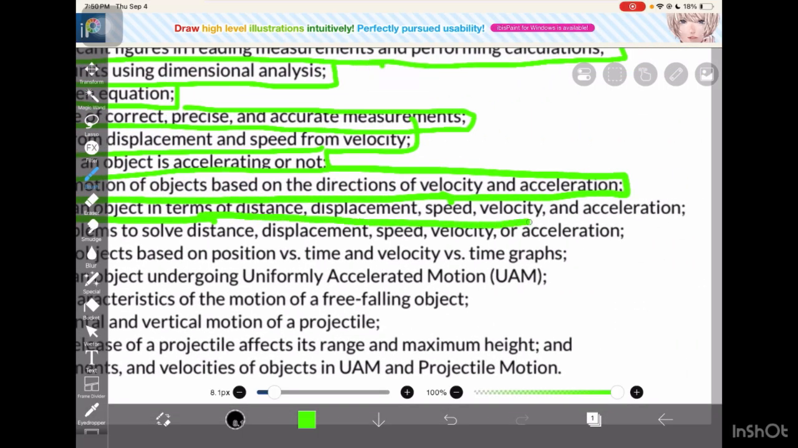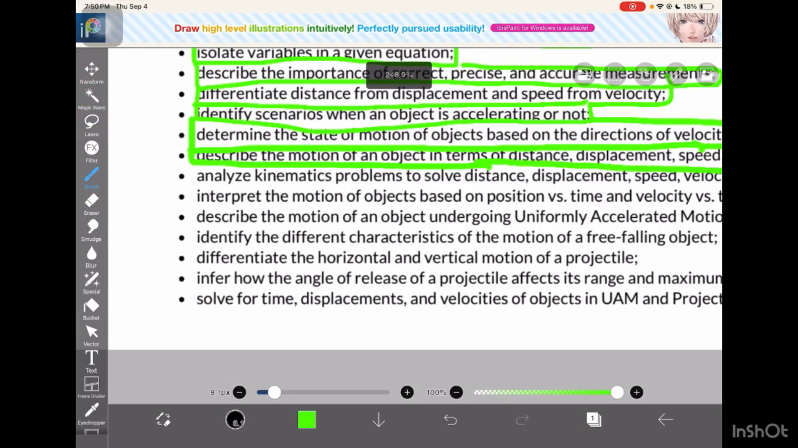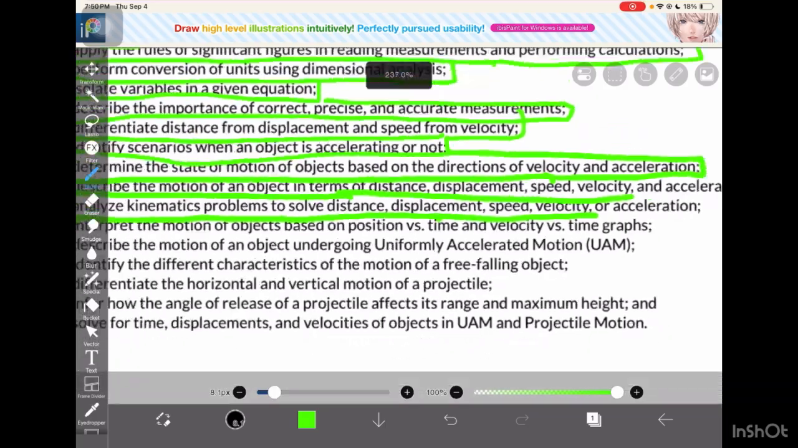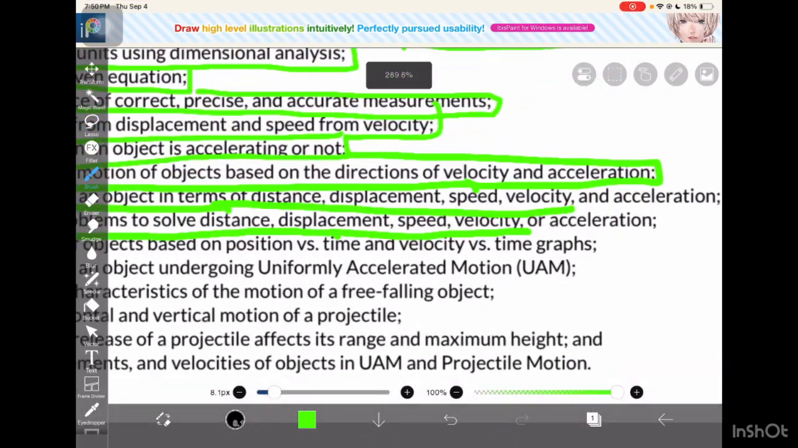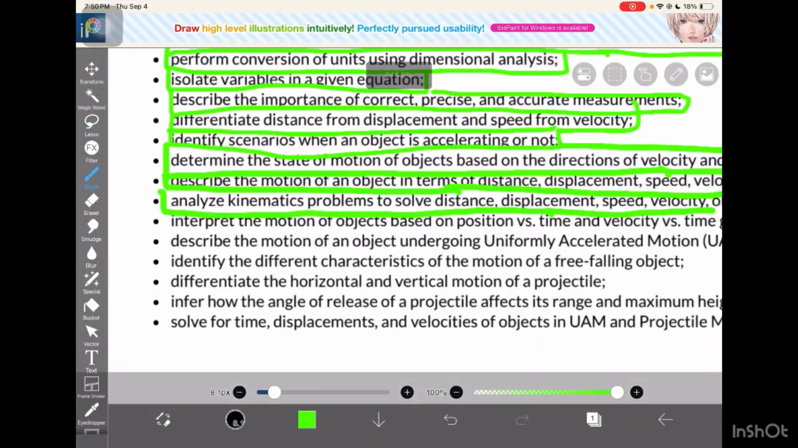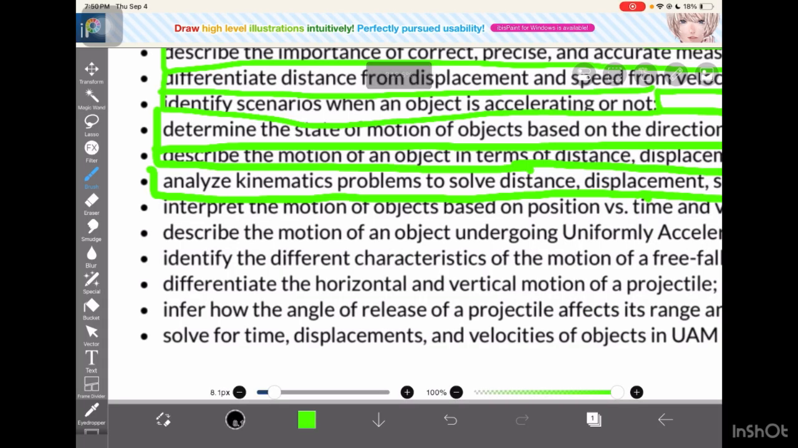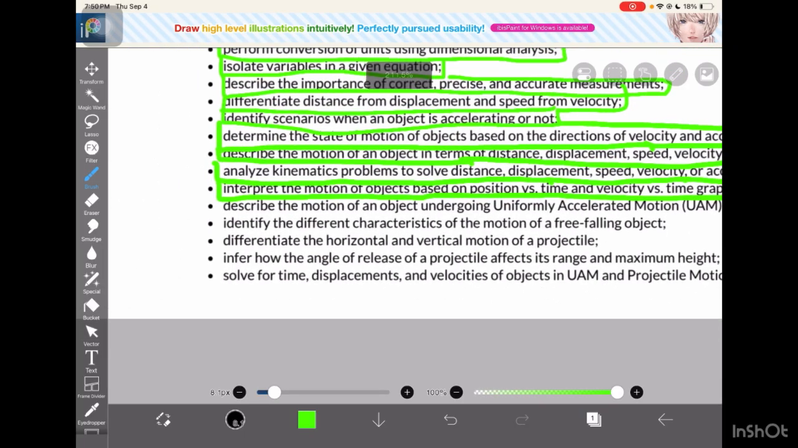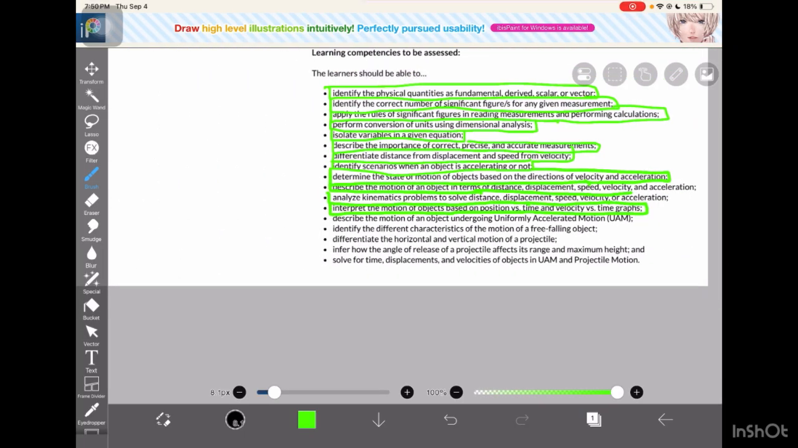So I'm gonna put velocity lang. And then analyze kinematics problems. Yes, to solve distance, displacement, velocity, speed. But wala pang acceleration, so we don't highlight that. Interpret the motion of objects. This is correct. We also did that. And then describe the motion of an object going under UAM. Although I did describe it, let's give another example.